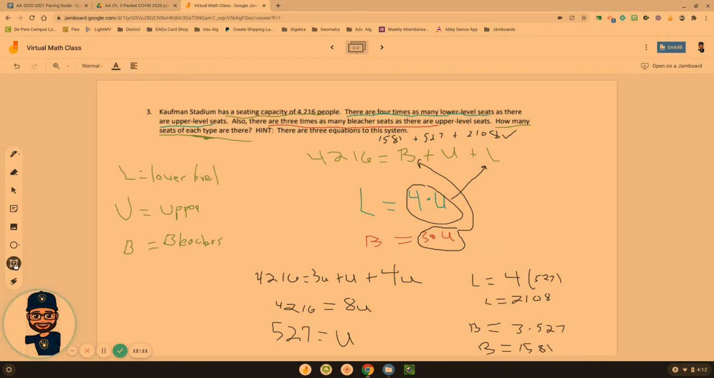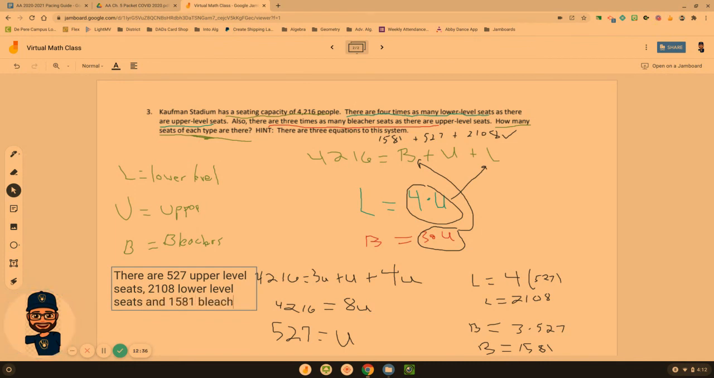So that means, if we want to type this out quick, again, it's a story problem, so we should probably describe our answer. There are 527 upper level seats, 2,108 lower level seats, and 1,581 bleacher seats. We want to be able to describe those answers when we get them for a story problem. So we're still using systems, we're still going through substitution and elimination, but we're trying to create the equations first from the information that is given.